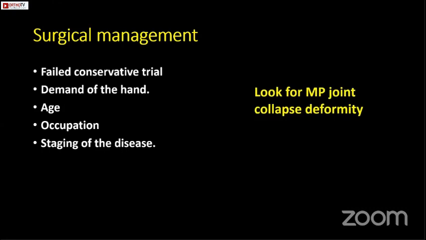Simultaneously, in the clinical examination, whenever you are doing the surgery, just look for the MP joint collapse deformity. Check that the MP joint has not gone into hyperextension. If you just correct the CMC joint problem and do not look at the MP joint deformity, surgical correction is going to shift your problem from the CMC joint to the MP joint, and the patient will never be happy with his surgical outcome.